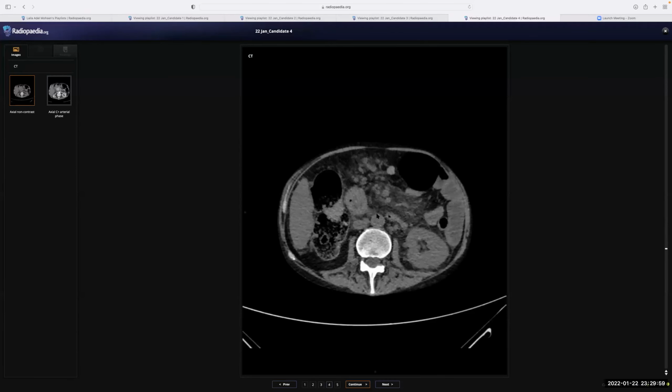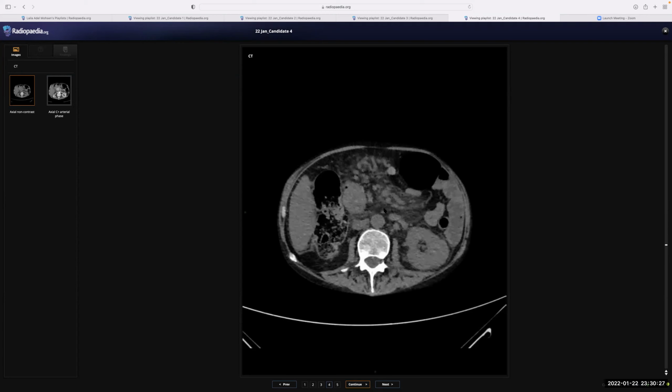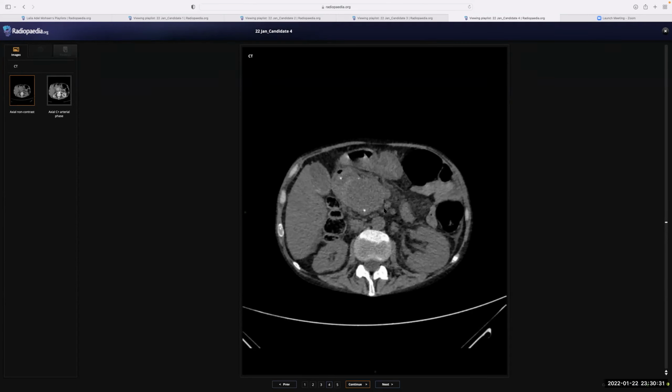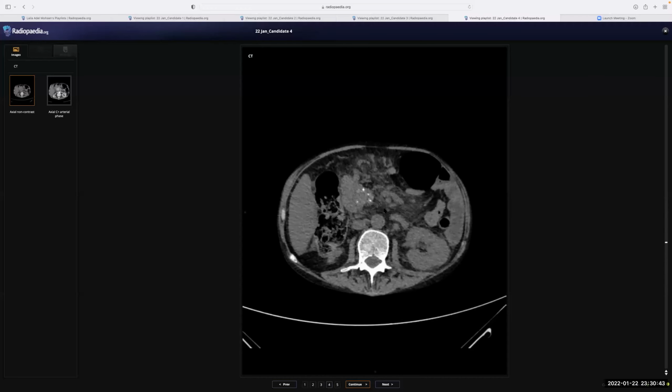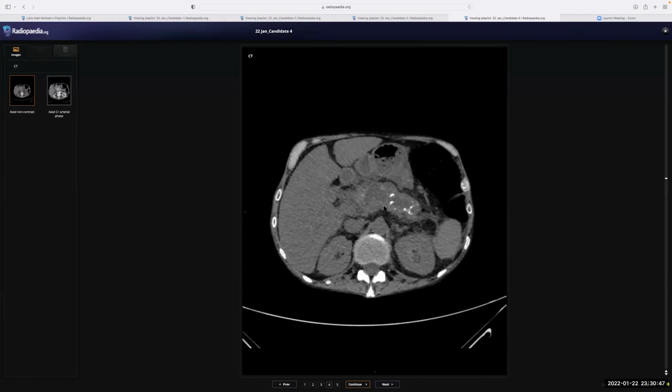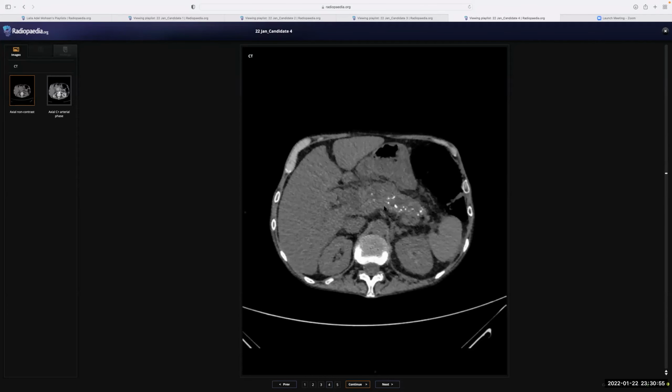Okay, how can we differentiate? First thing is, it is quite well defined, and it has a slightly like a wall around it, and there is a fat stranding around in the mesentery, and there are no intrahepatic biliary radicals dilatation, which would have been. Okay, would you like to check the contrasts? Yes, yes, thank you.